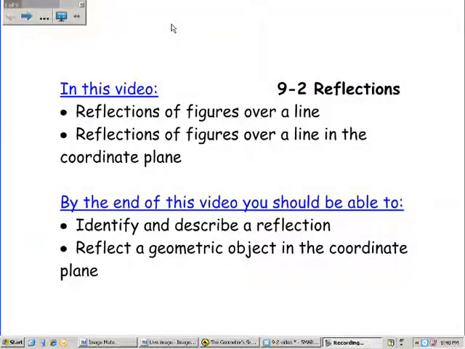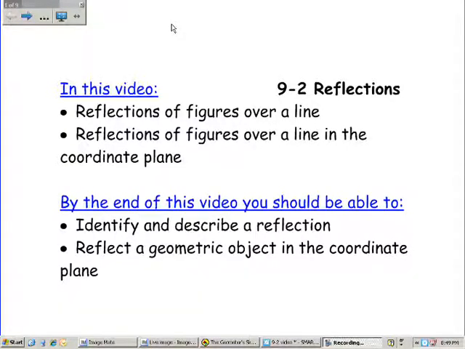Alright, this video is about section 9-2, which is on reflections. Reflections of figures over a line, and also specifically reflections of figures over a line in the coordinate plane. Okay? By the end of this video, you should be able to identify and describe a reflection, and also be able to reflect a geometric object in the coordinate plane when given a line.